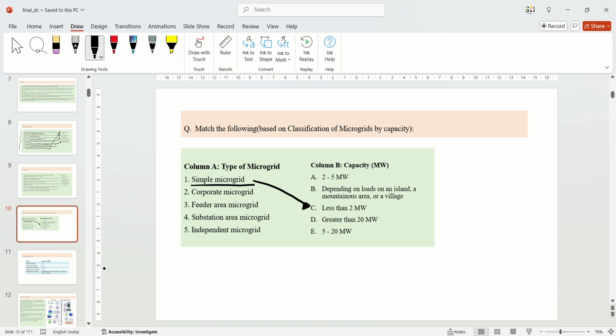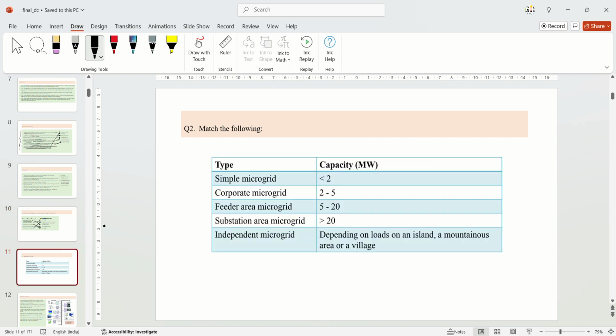And the corporate microgrid, it is of 2 to 5 megawatt. Feeder area microgrid, it's 5 to 20 megawatt. Okay, and the next, if you can see, is the substation area microgrid. It's of greater than 20 megawatt. Independent microgrid depends upon the loads on an islanded operation, a mountainous area or a vessel where it is being set up. So here the classification: simple microgrid less than 2 megawatt, corporate microgrid 2 to 5 megawatt, feeder area microgrids 5 to 20 megawatt, substation area microgrids greater than 20, independent microgrid depends upon the loads on an island.